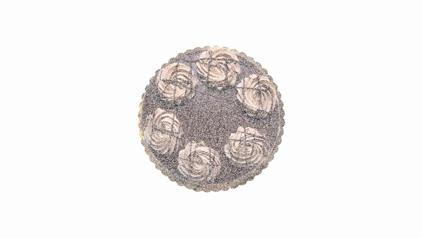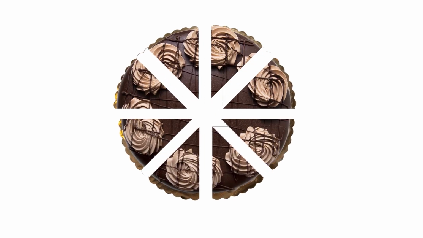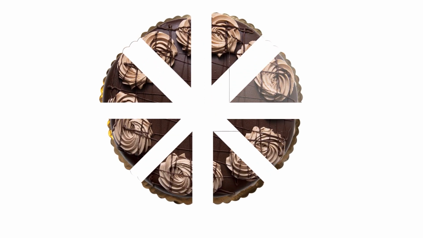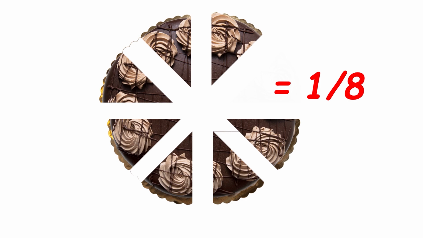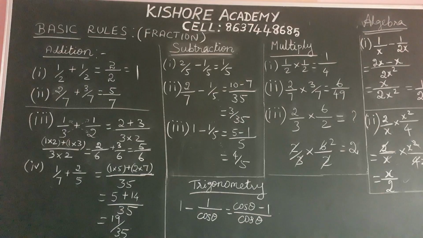Take another cake which has the same size, cut into 8 equal parts. Take one of the parts and eat yourself. The part which you have eaten is known as 1 by 8. Now you can say which one is larger. Without any doubt we can say that 1 by 4 is greater than 1 by 8. That's all. This is known as fraction.